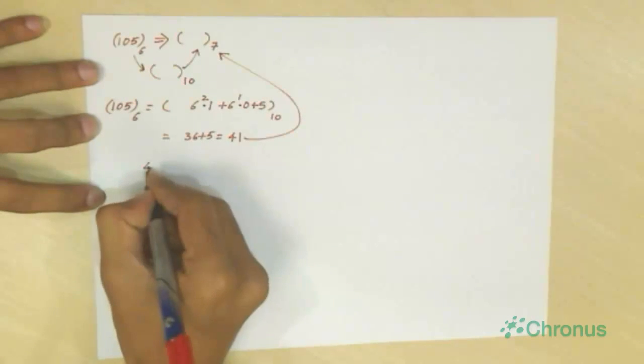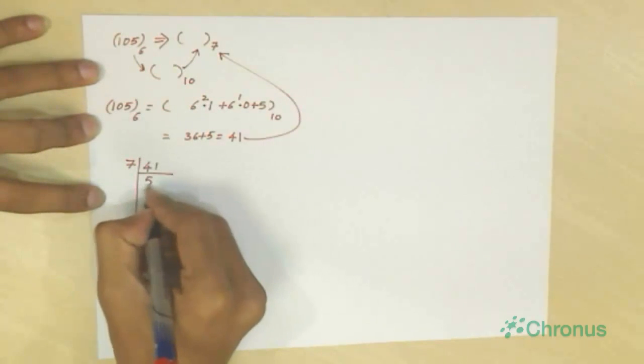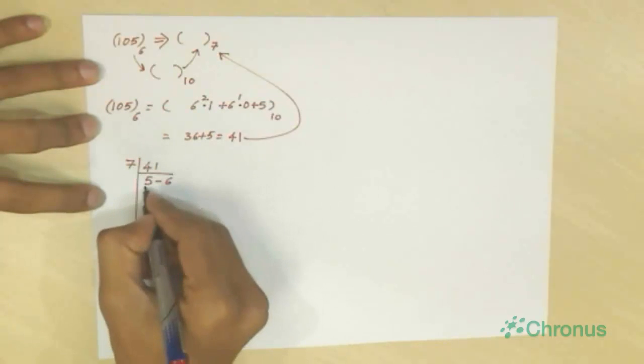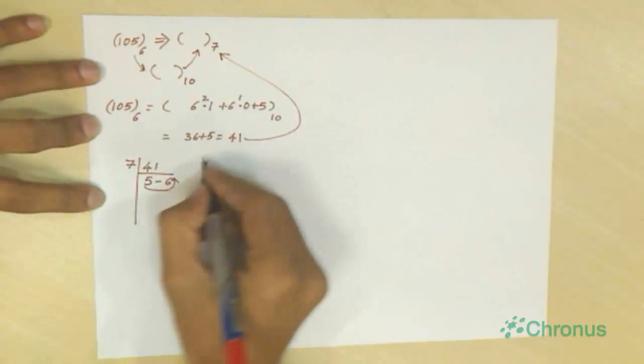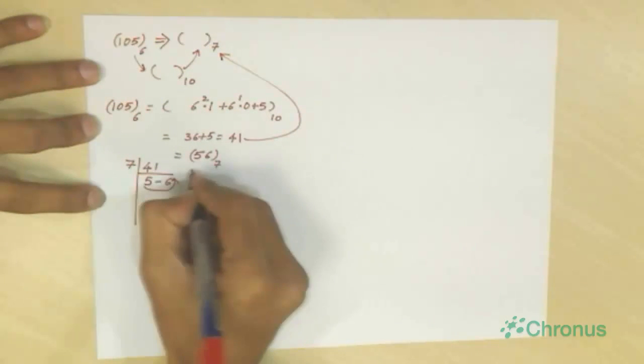Now we convert 41 to base 7. For that we take 41 and we use the division method. 7 goes 5 times with the remainder 6, and 5 is the 7. So 41 to base 7 is nothing but 56 to base 7.